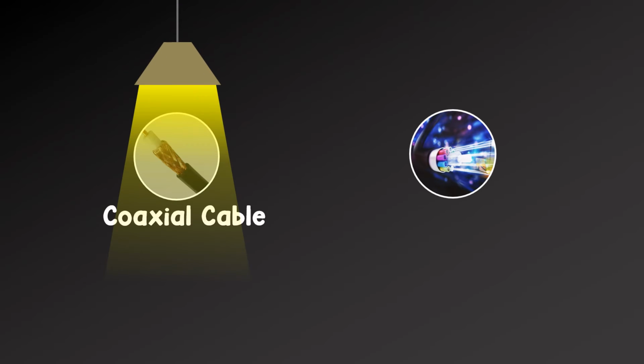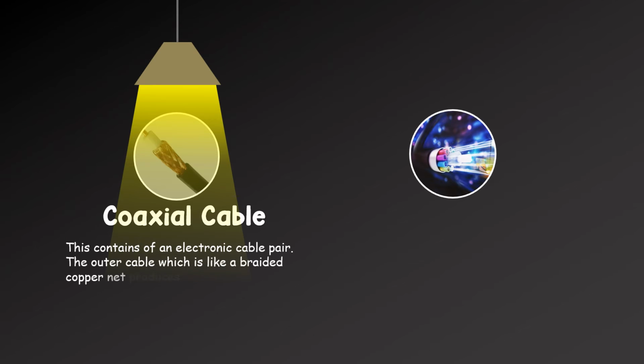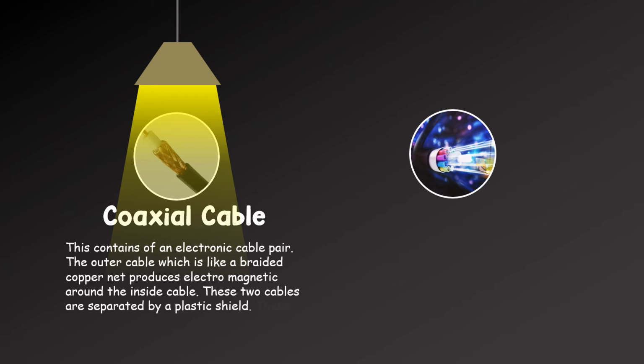Example 2, coaxial cable. This consists of an electronic cable pair. The outer cable, which is like a braided copper net, produces an electromagnetic shield around the inside cable. These two cables are separated by a plastic shield. These cables are expensive and used for TV antenna and CCTV.